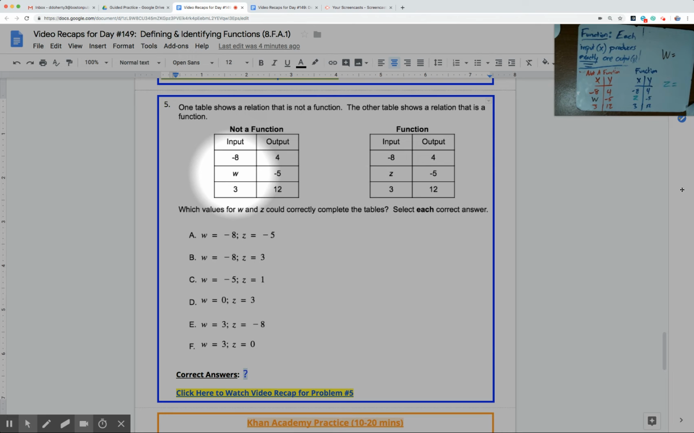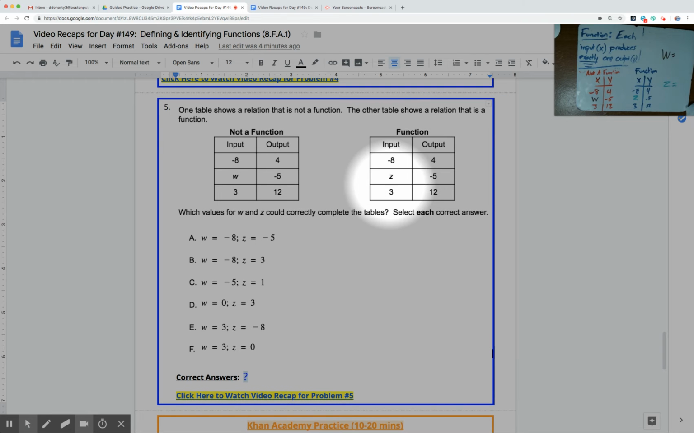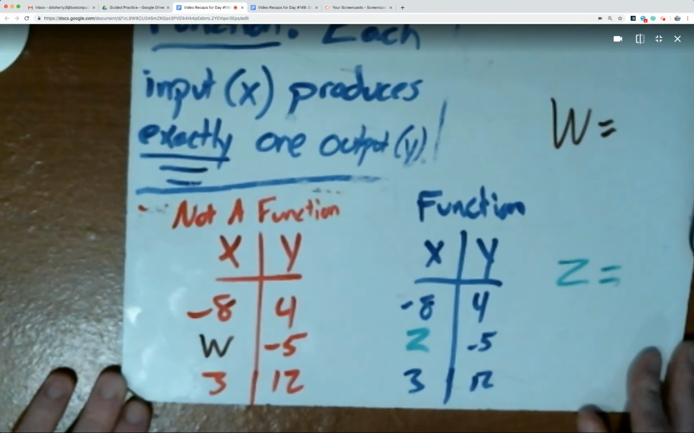So w is going to have to be something that makes the red table not a function, and z needs to be a value that will make sure that this table remains a function. We see a bunch of choices here. We're actually going to take a look at these two tables full screen on the whiteboard for a bit.